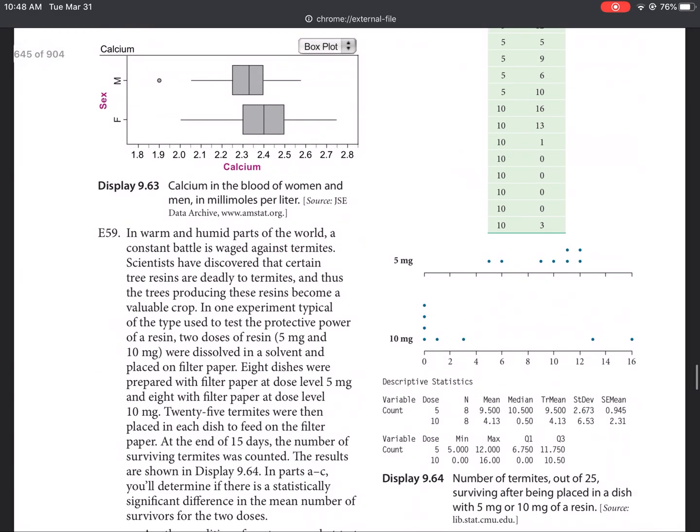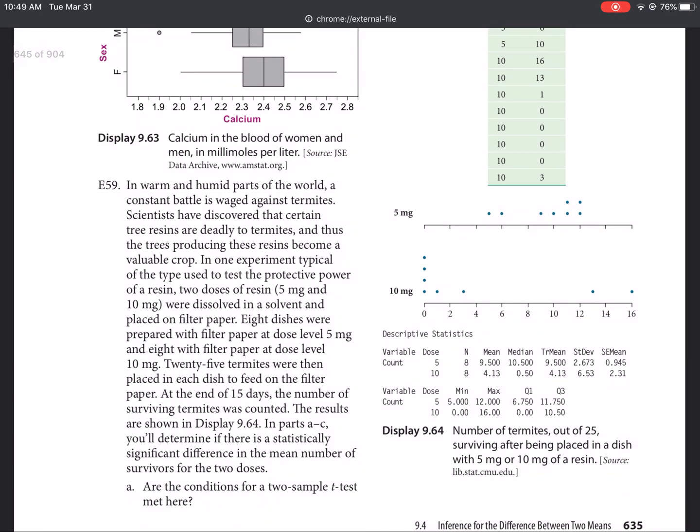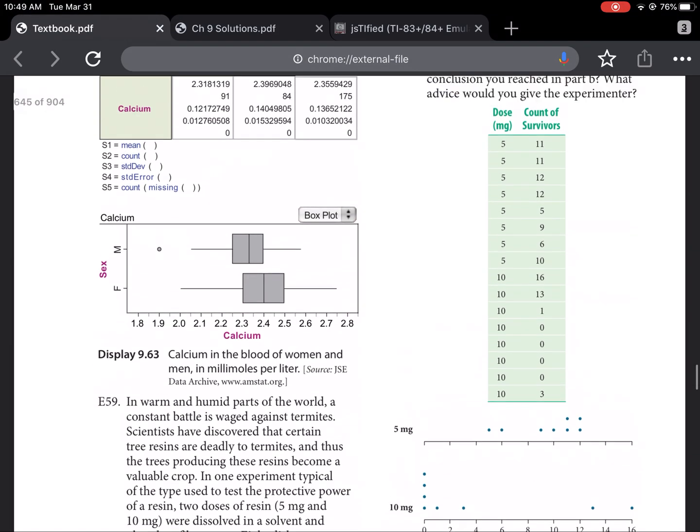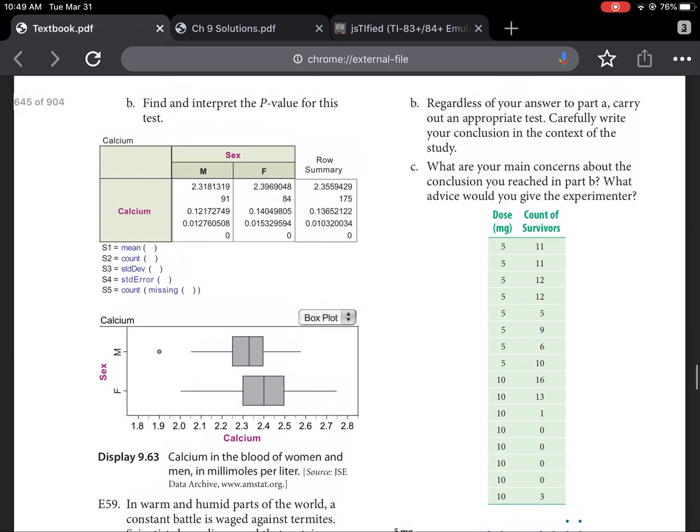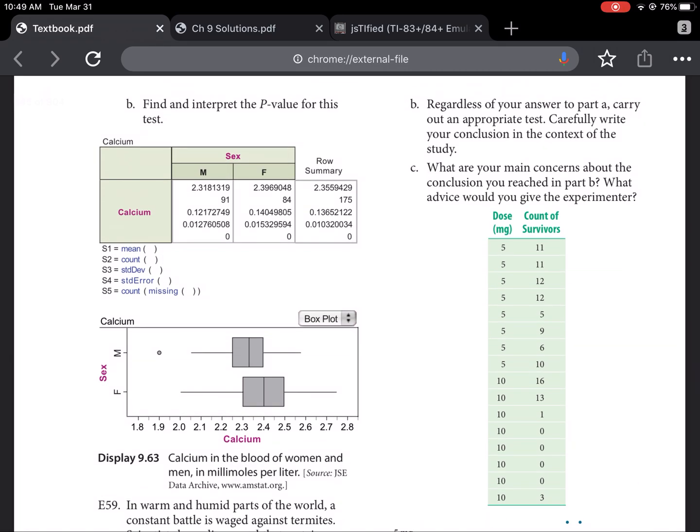Now, question number 59 talks about warm and humid parts of the world, it talks about termites, and it gives some data. The hardest part of this question for most students, I find, is that the way the data is presented is a little bit misleading. I've actually had students in the past who accidentally decided to put the dosages in as one group and the surviving number of termites in as another group. Oops, that was not what they were looking for.